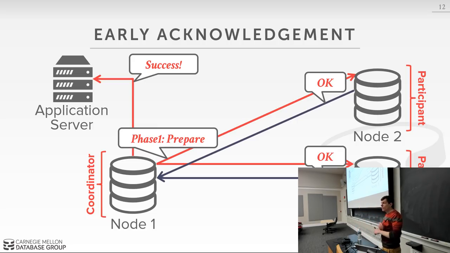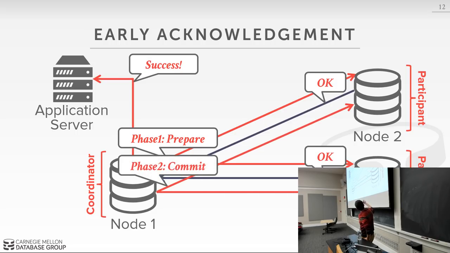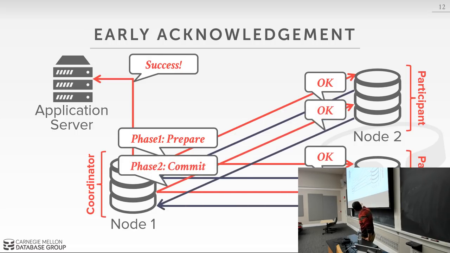Yes? Her question is, is the second phase actually necessary? I think that phase two commit from the coordinator is necessary, but is the method of tracking the votes necessary? Oh yeah, so her statement is you need phase two, right? But do you actually need to wait for this thing to come back?